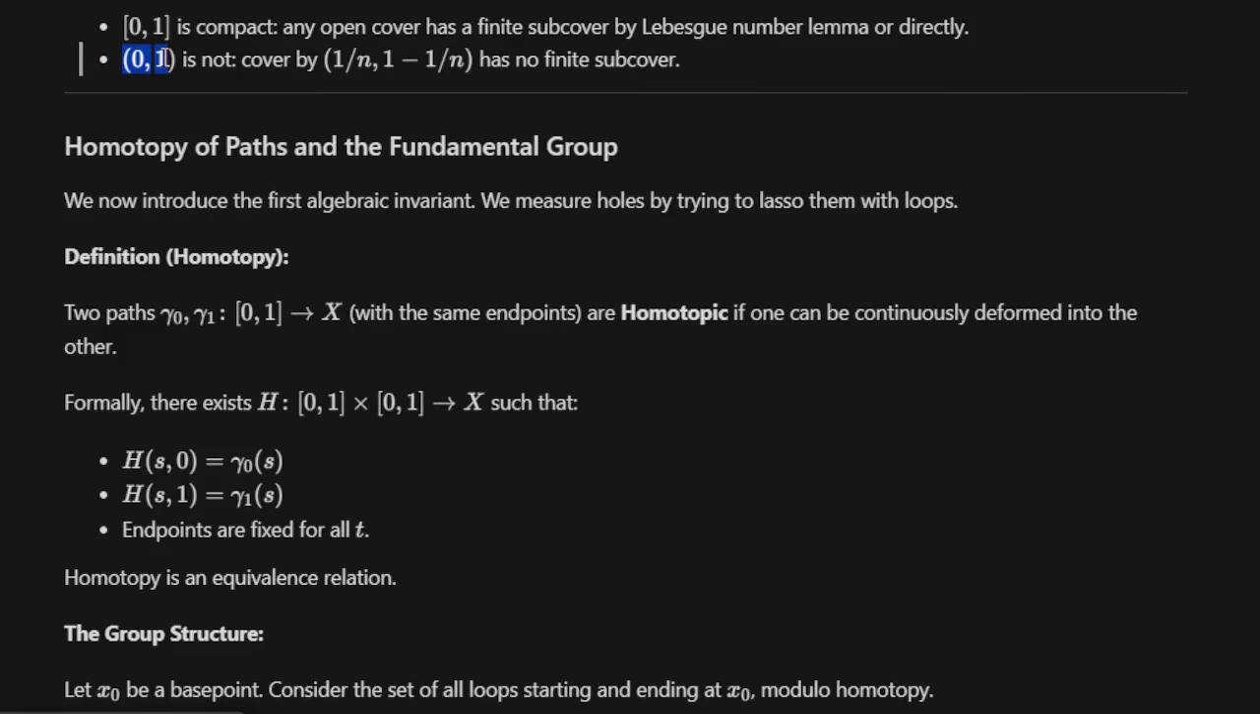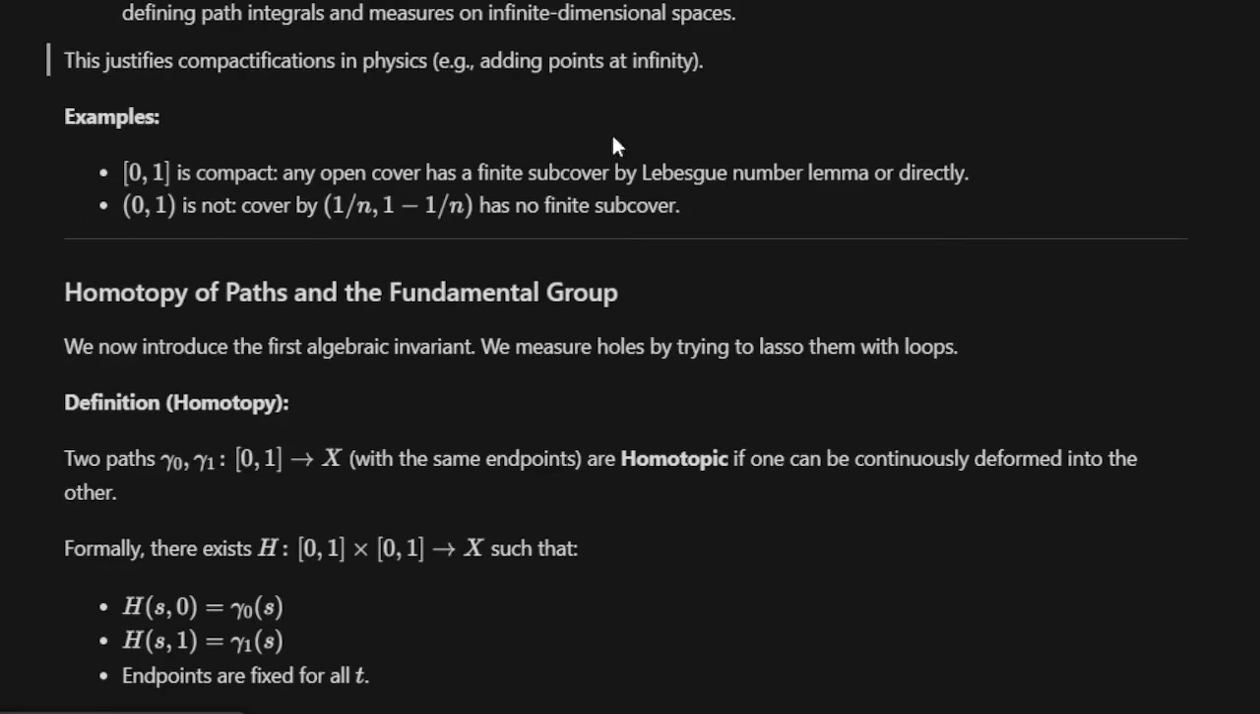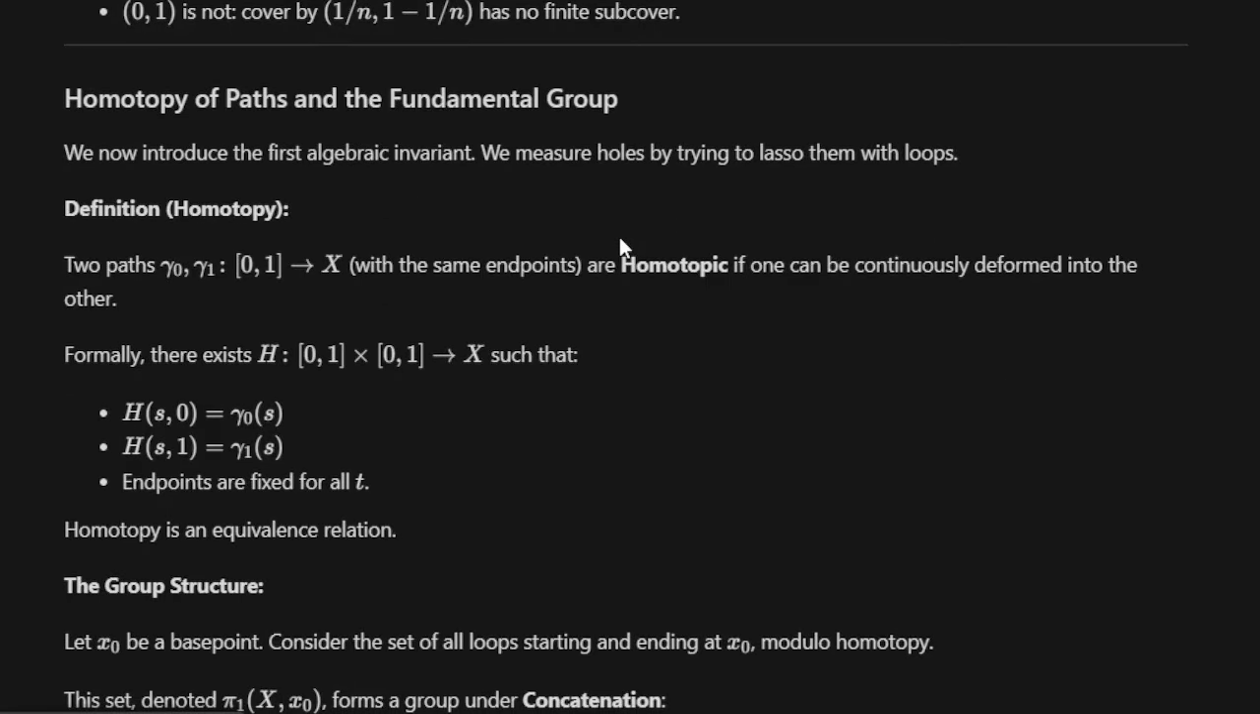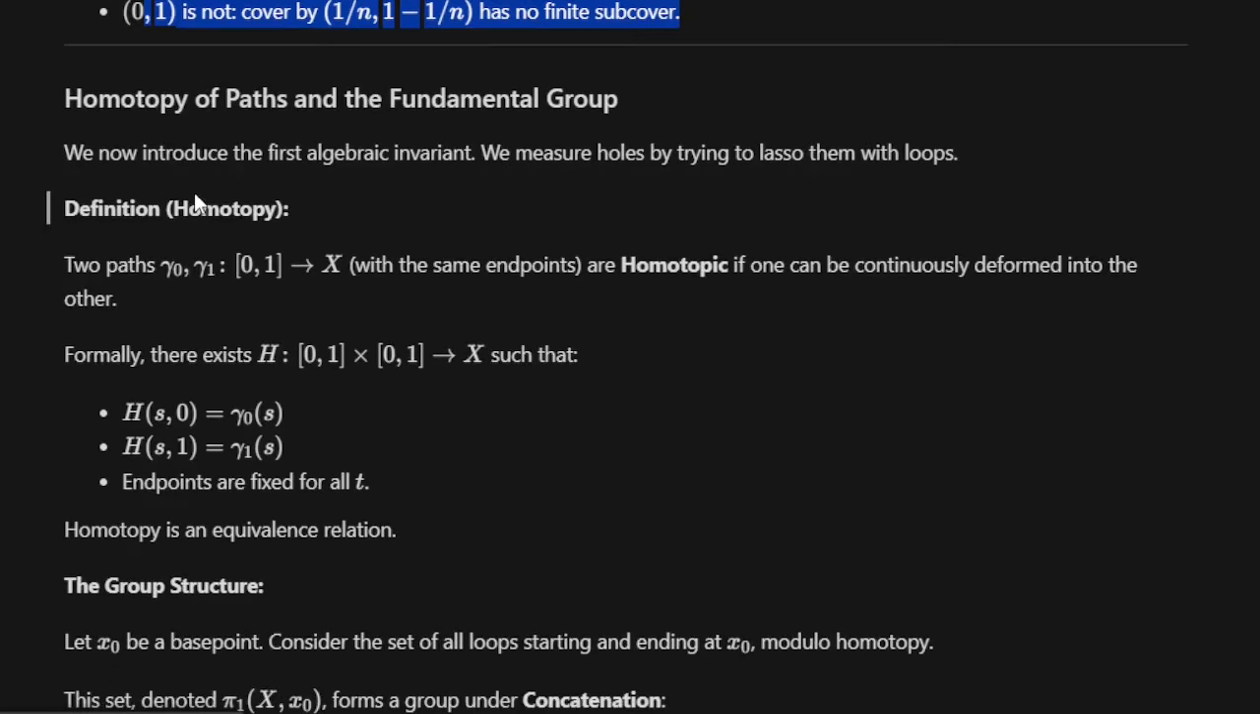And this one does not, because we're not including the endpoints. There's no way to cover it by intervals from 1 over n to 1 minus 1 over n because it has no finite subcover. If that makes any sense. We did a convex parametrization of this interval by 1 over n and then 1 minus 1 over n. So that's what that is. Again, there's no way to find a finite subcover.